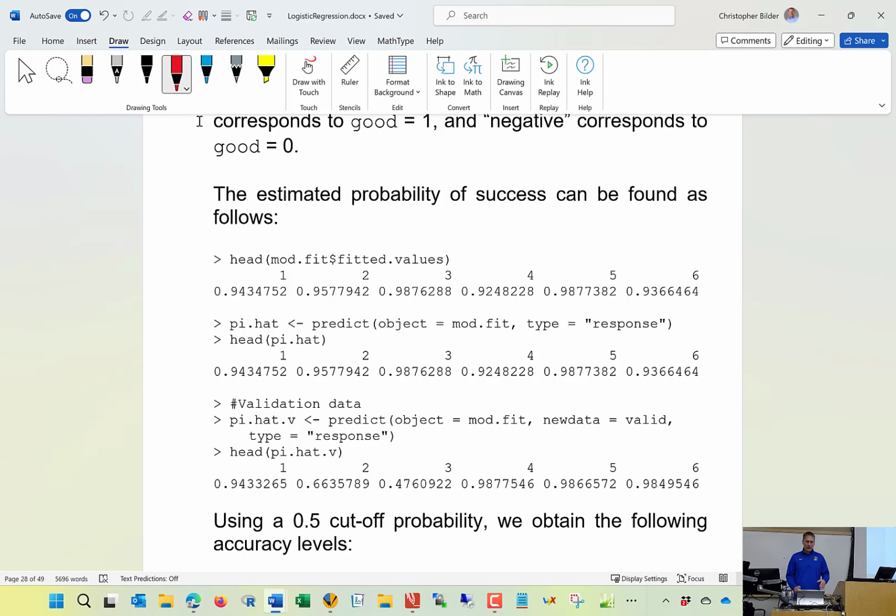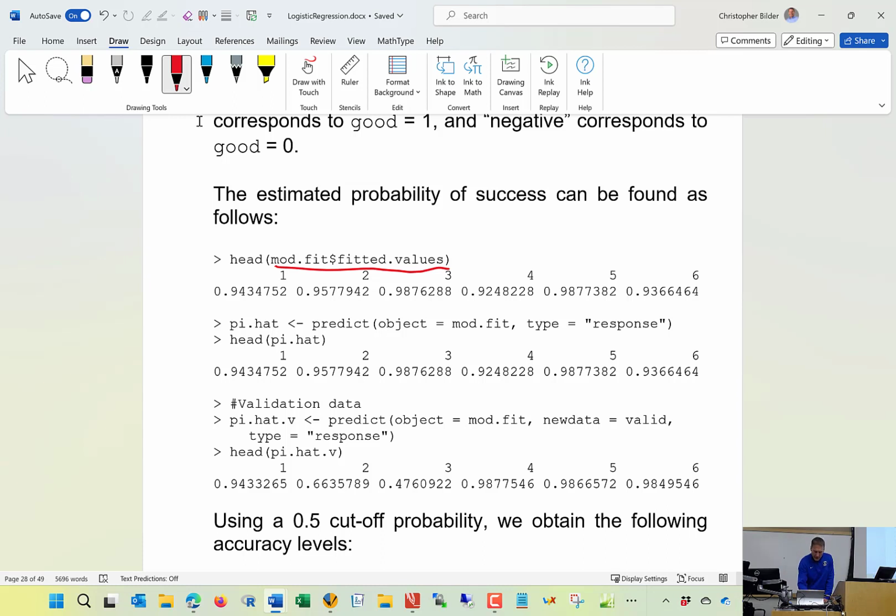But there are easier ways to do that. The first way is that one of the components inside of mod.fit is something called fitted.values. In a Stat 801 course, sometimes you will hear, for regular regression, your y-hats being called fitted values, because you're fitting a line between the points. And this is essentially the prediction. That's where the name comes from.